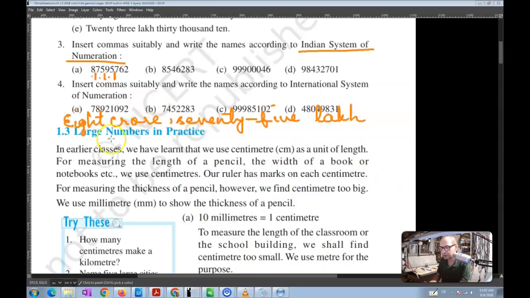so then the number that we have is 8 crore 75 lakh 95,000 and 762. That's the number that we have, right? So this is the 8 crore, 75 lakh, 95,000, so that's again 90 dash 5, and then 1,000.